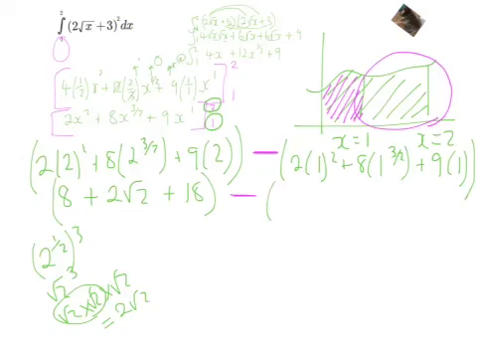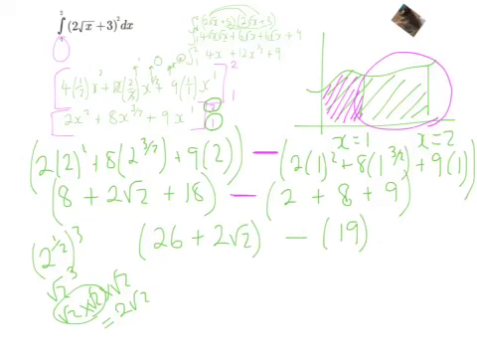Minus, here comes my other bracket. 1 squared is 1 times 2 is 2. 1 to the power of 3 over 2, thank God, is 1, because 1 to the power of anything is 1, times 8 gives us plus 8 plus 9. Okay, so what have we got so far? 8 plus 18 is 26 plus 2 root 2 in the first one, minus, I think that's 19 from the second bracket. And therefore 26 plus 2 root 2 minus 19 gives us 7 plus 16 root 2.